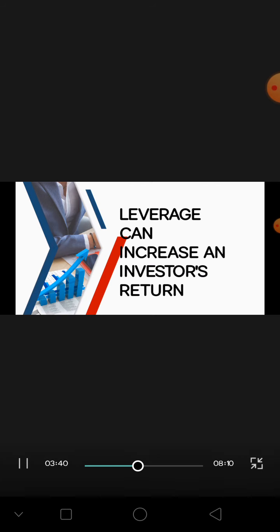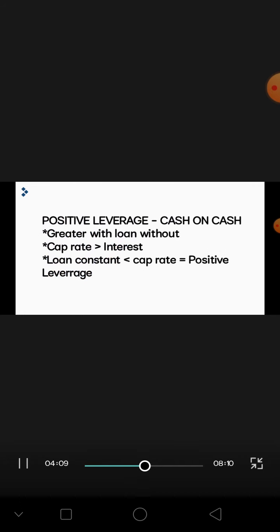Though leverage can increase an investor's return, there is positive and negative leverage. Positive leverage: cash on cash is greater than the loan constant less the cap rate. Loan constant less cap rate is equal to positive leverage.